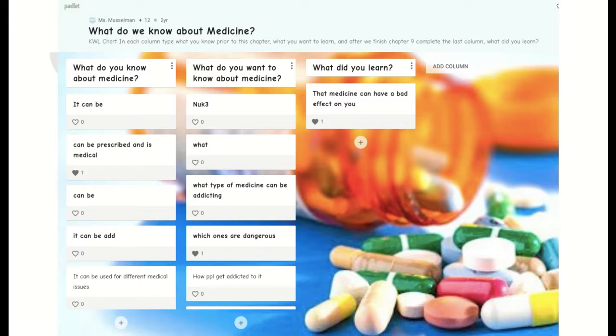Here's an example. This I used before a lesson. So I put in, what do you know about medicine? What do you want to know about medicine? What did you learn? So this can be used during an entire chapter throughout a course of a couple days.